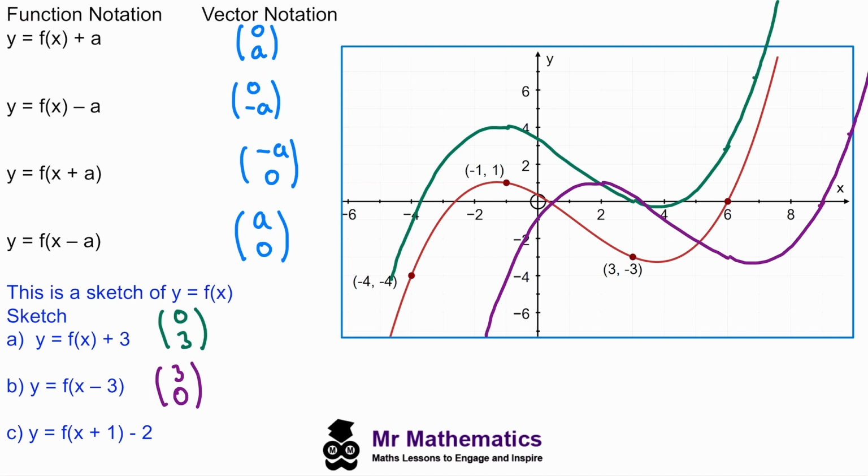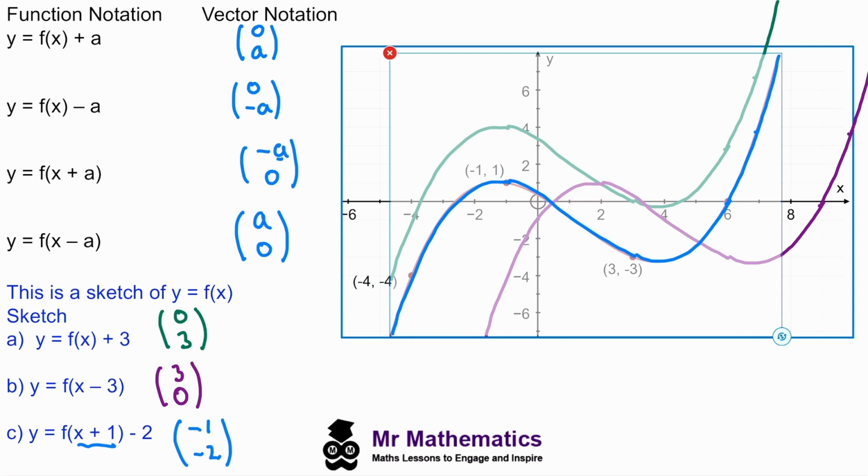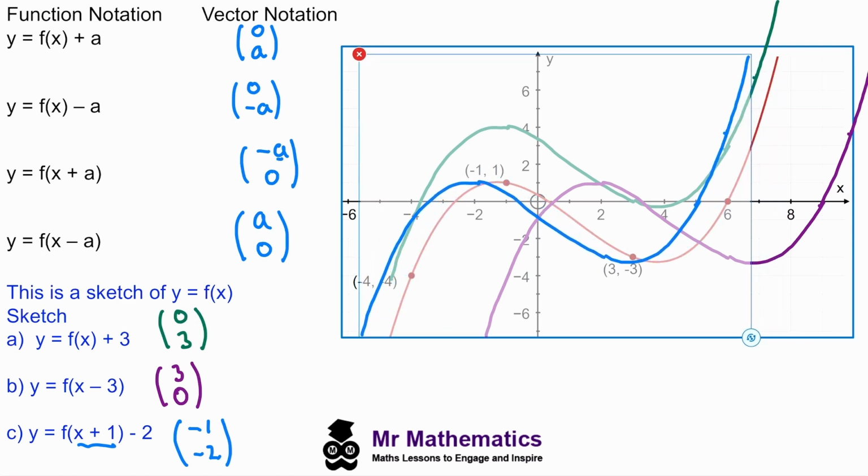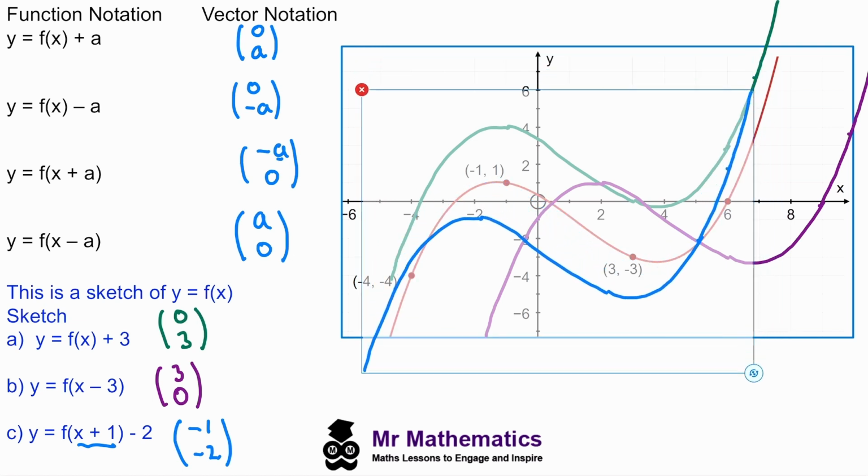And then for part C, we've got f of x plus 1 inside the brackets, and then -2 on the outside. So if we look at x plus 1 to begin with, this will involve this vector, where we've got -a, and the a value is the 1. So this will be -1 horizontally, and then the -2 on the outside would involve this one. So this will be -2 vertically. So we've got our function. We'll move it 1 unit to the left, and then we'll move it 2 units vertically downwards.